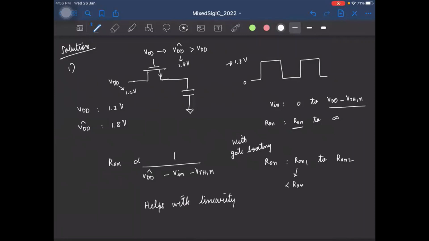But the problem is, you might not be able to use this higher supply in all the designs, right? So only in some cases might you be able to use this higher supply, and it is not possible to do in general for all designs. Okay. So let's see what can be done next.